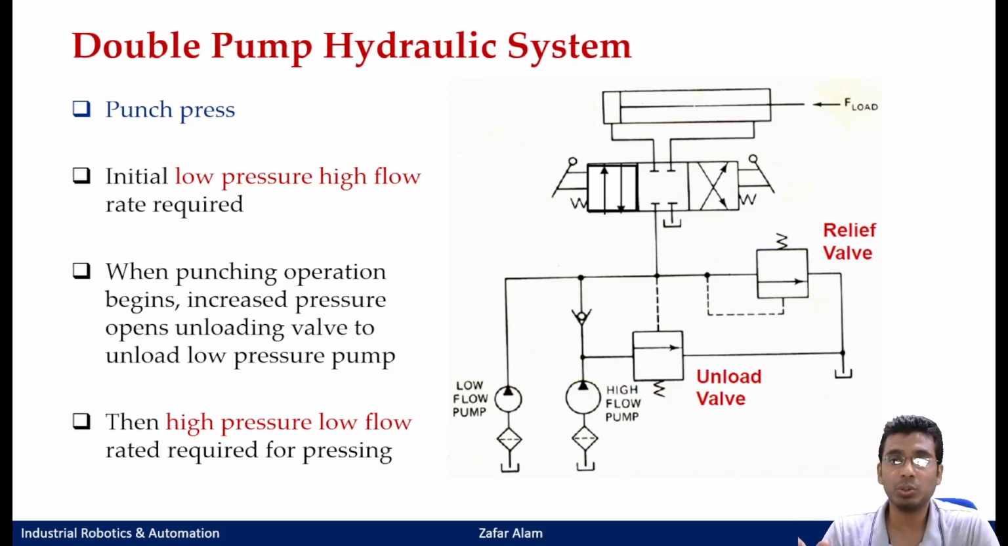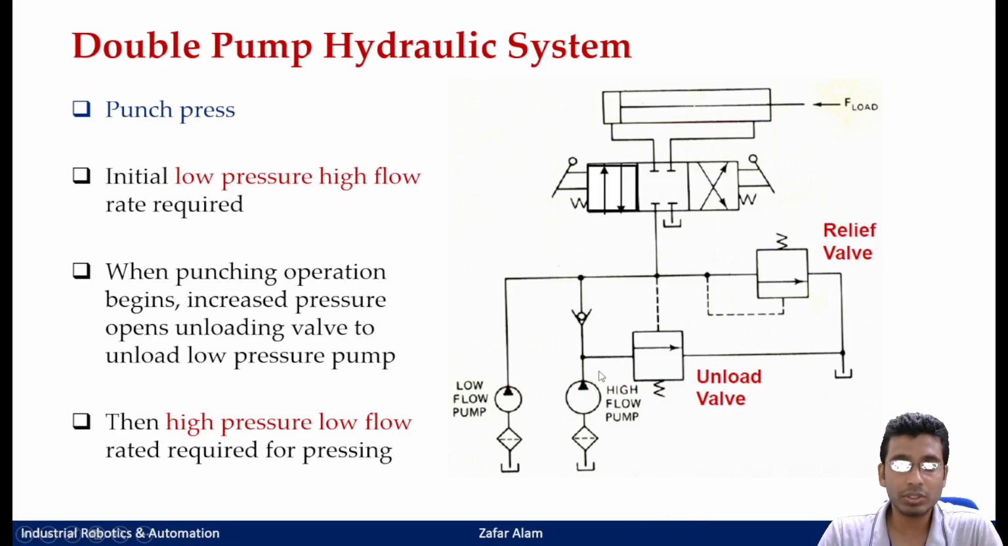The moment you have a load and it tries to press, then what would happen, your low pressure pump would get unloaded and your high pressure pump will come into the picture and do your punching operation. So that means that motion from the initial retracted position till the position where your forming tool touches your workpiece, you will have a fast motion of the cylinder, and the exact punching or forming operation would be a slow motion with high application of load.